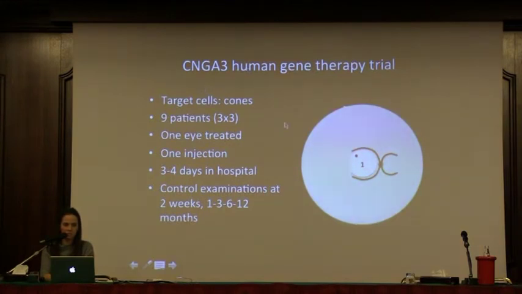Now, what we are planning in the future is that we treat CNGA3 patients. In the very first trial, we will choose 9 patients, and only one eye will be treated with 1 injection. Of course, this will mean that we will need a lot of examinations before that. You then come to the surgery, you have to stay there for a couple of days, and then we will also have a couple of controlled examinations, so it's really time consuming, but we have to make sure that this is something which we can hope for and which we have to work on further.